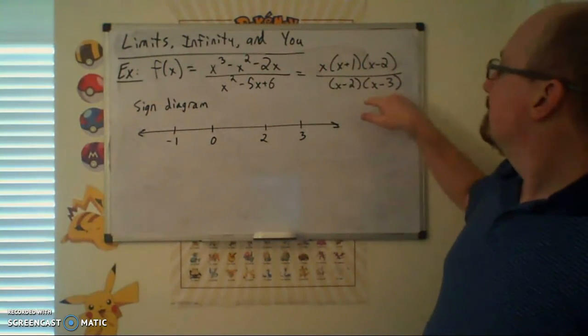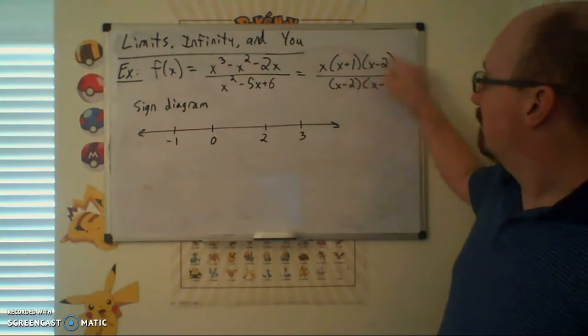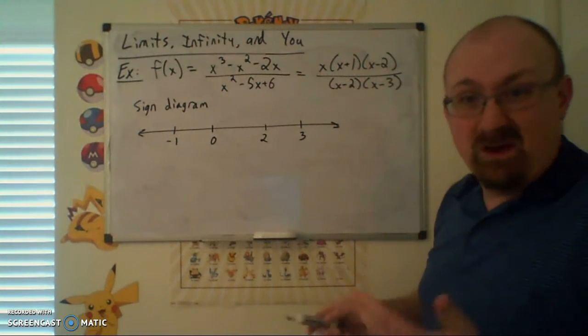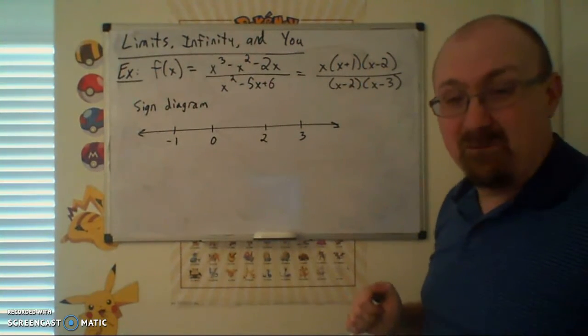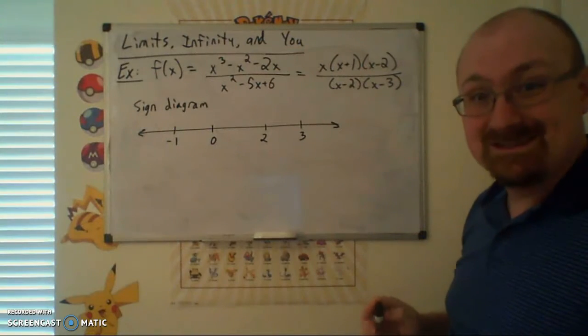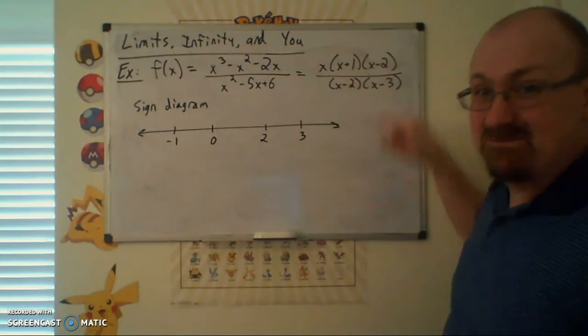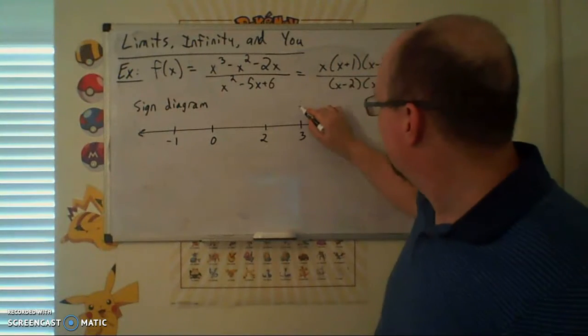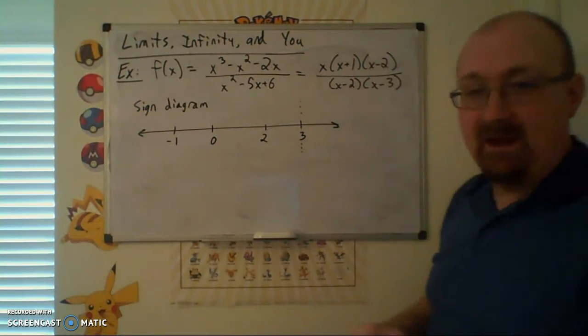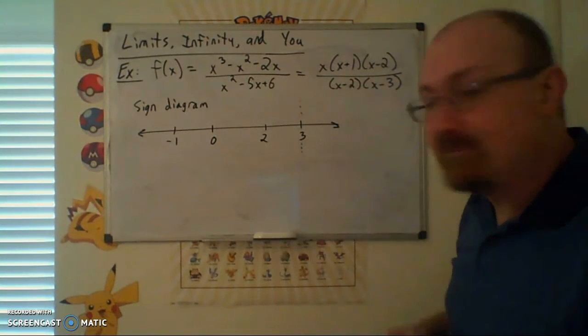And this is what we call a removable discontinuity. You'll notice we could conveniently escort those factors out if we were evaluating a limit, so the limit would end up existing at 2. At 3, nothing like that happens. So based on what we've said before, that would be a vertical asymptote on our graph.